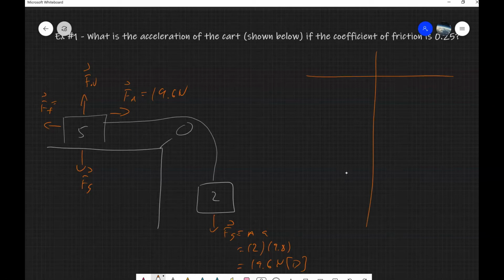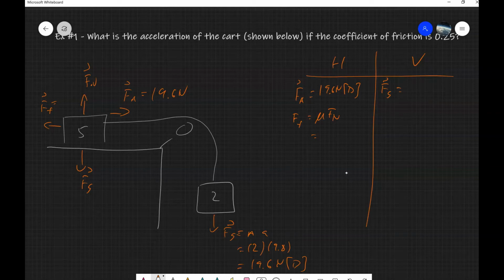My free body diagram is going to get really messy, so I want to take a minute and start writing out the information right here. So force applied, which is 19.6 newtons down. And we've got a force friction, which is mu force normal. We don't know force normal, so we're going to have to hold off and now go here to force gravity.